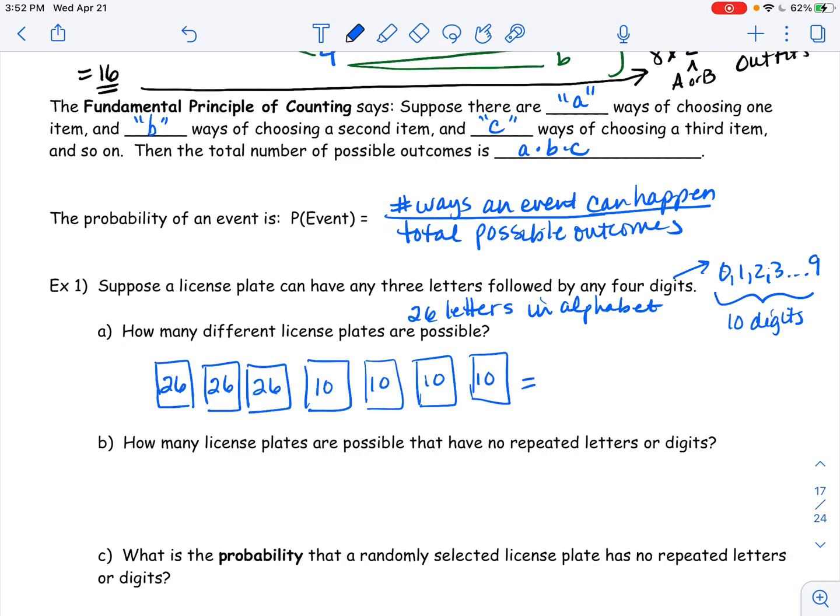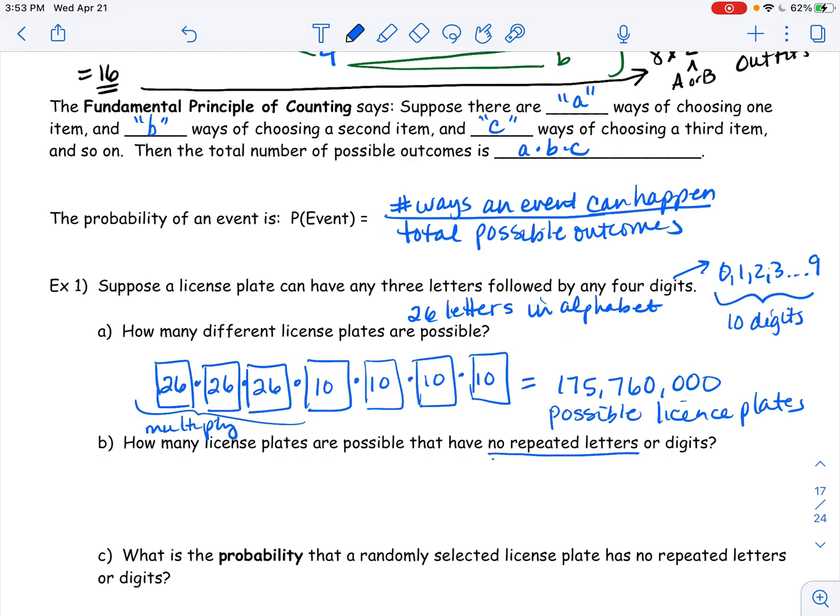If I put this in a calculator and multiplied it, I would get 175,760,000 possible license plates. And again, we're multiplying all of these. And that is the fundamental principle of counting. How many license plates are possible that have no repeated letters or digits? So we can have no repeats.